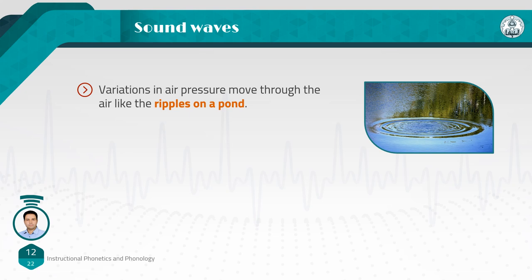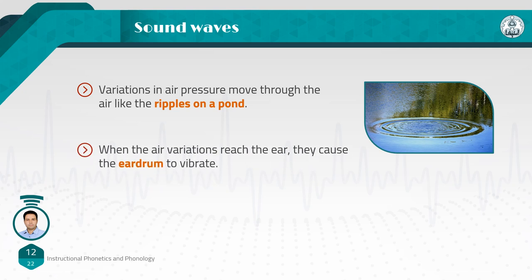Variations in air pressure move through the air like the ripples on a pond. Just like when you throw a stone into the water, you see the waves. Waves start from the center and they go on and on to the shore. When you speak, the sounds start from your mouth, just like the waves of the water. They go on and they reach the listener's ear. When the air variations reach the ear, they cause the eardrum to vibrate. The eardrum is very sensitive to air pressure variations. This is why you can hear.